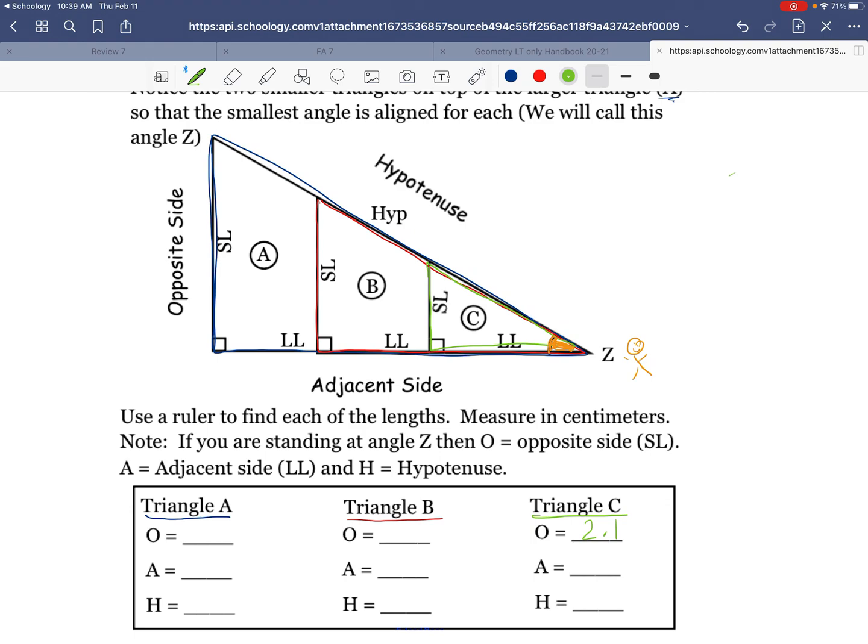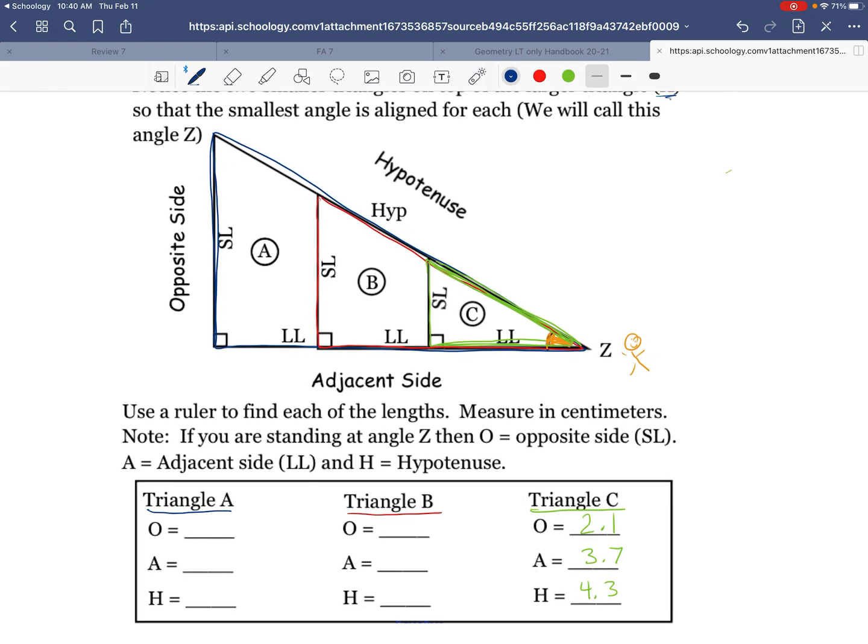About. And then what we want to do, we want to find the adjacent side. The adjacent side length is going to be this one down here, which is the long leg. And you should get around 3.7. And then the hypotenuse, the longest side of triangle C. And that should be around 4.3. So pause the movie, do those things, the opposite side, the adjacent side, and the hypotenuse side for triangles A and B. When you're finished, press play and we'll go through these.